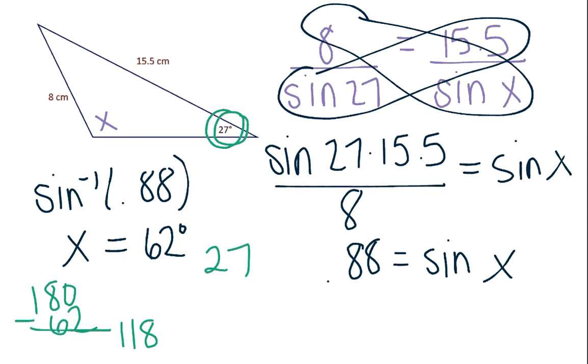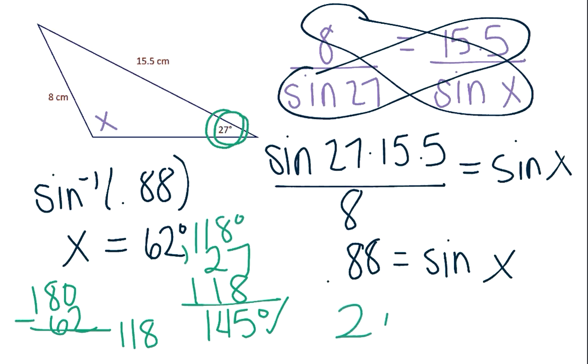And now the check is I go back to the angle that they gave me in the original triangle, and if I add that with 118, I need to make sure that does not exceed 180. And this gives me 145 degrees, so that's actually okay. So this means technically x could be 62 or 118. So there are 2 possible triangles.